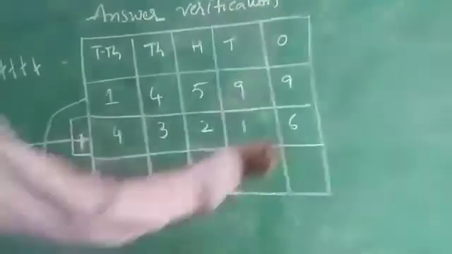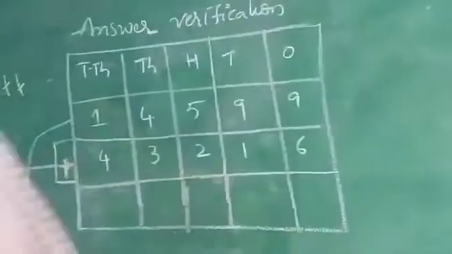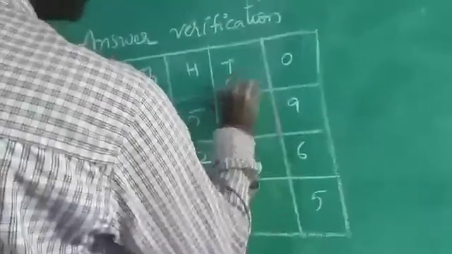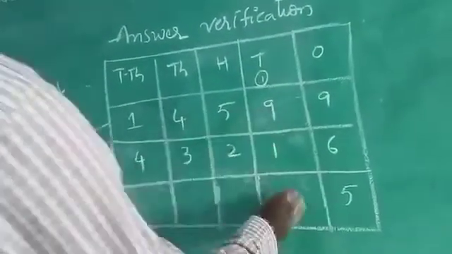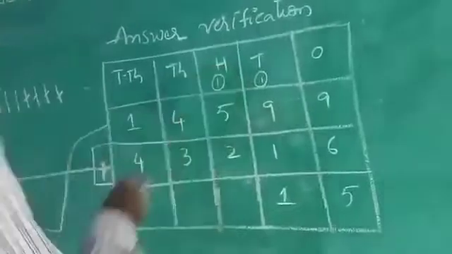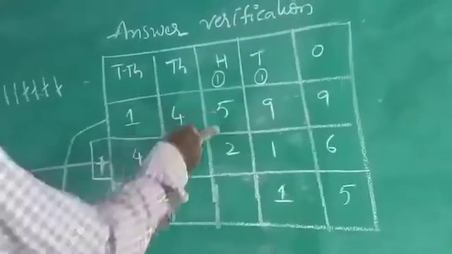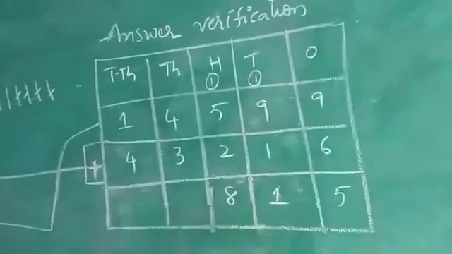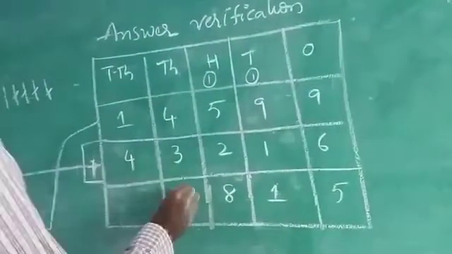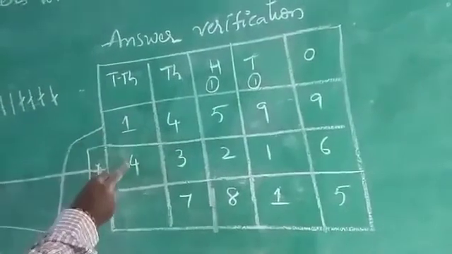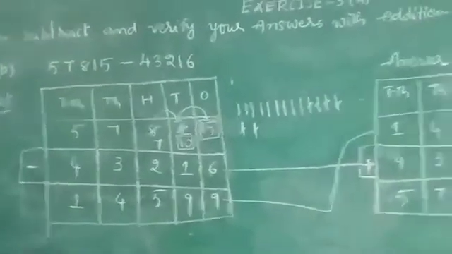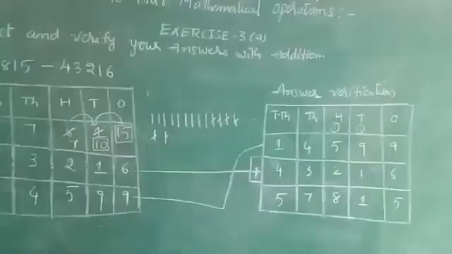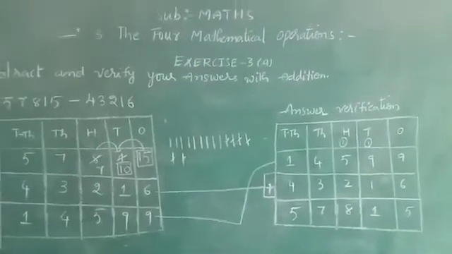So here it is 9 plus 6. We know 15, 5, carry 1. 1 plus 9, 10. 10 plus 1, 11. Carry 1. 1 plus 5, 6. 6 plus 2, 8. So 4 plus 3, 7. 1 plus 4, 5. See, observe here clearly. You can observe that your answer is the same. You got the answer 57815, right? Is it clear or not?